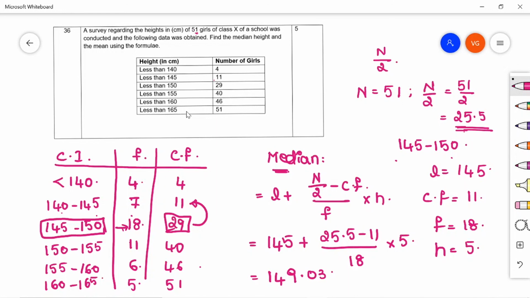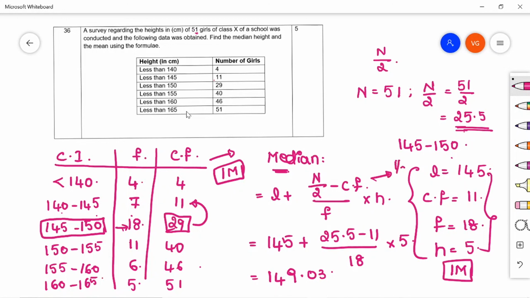Coming to the marking criteria, for setting up the table, you will get 1 mark. Then writing down the given data, that is from the formula, you will get 1 mark. For the formula, you will get half mark. Calculation, you will get another half mark. So for calculating median, you will get 3 marks and the remaining 2 marks for mean.